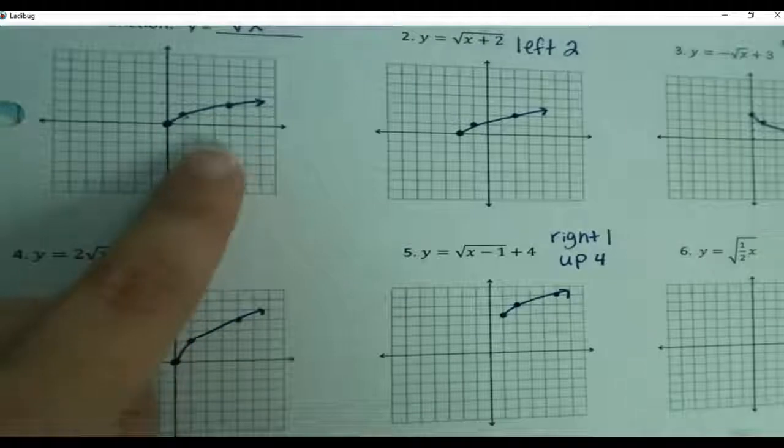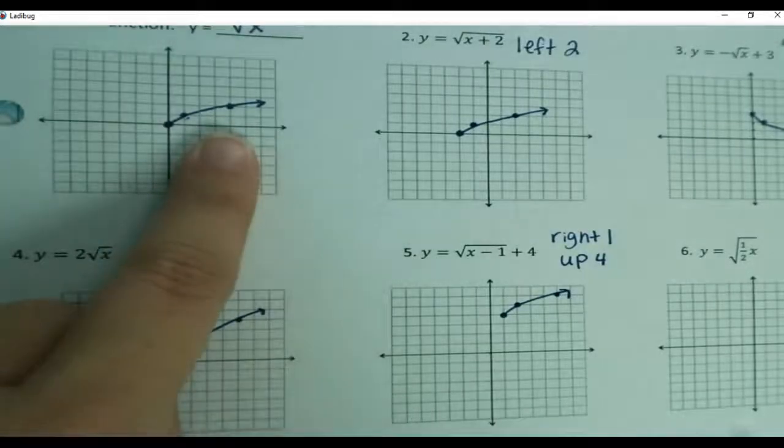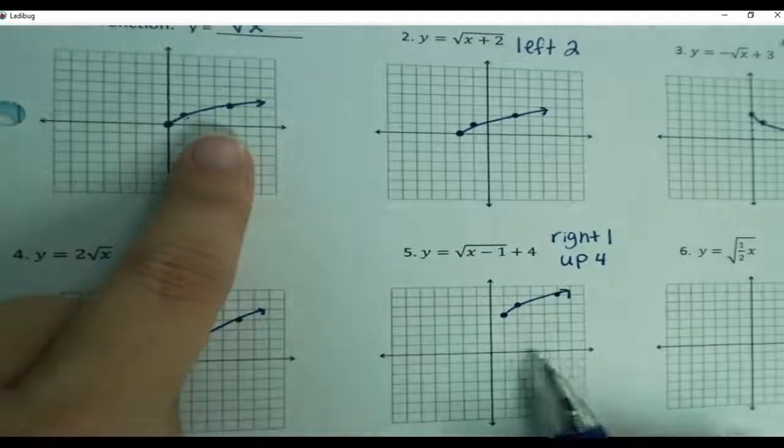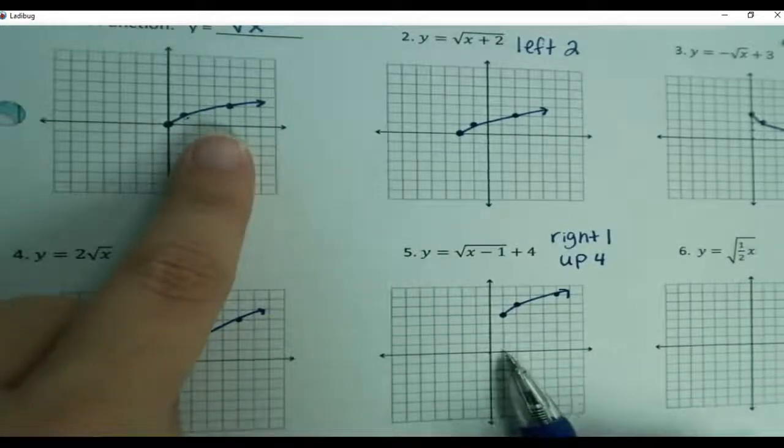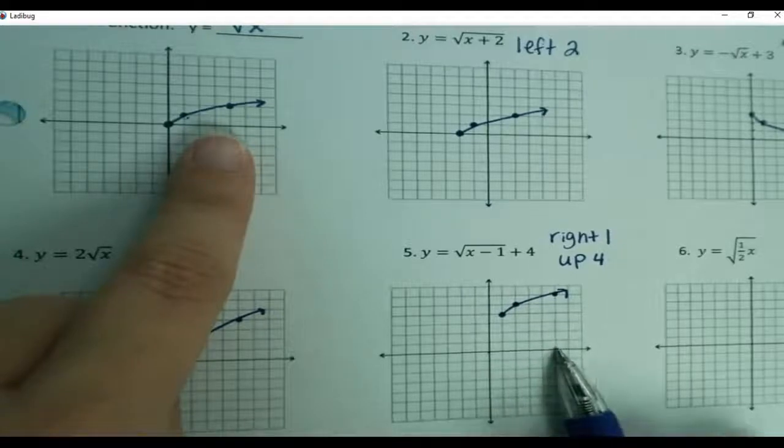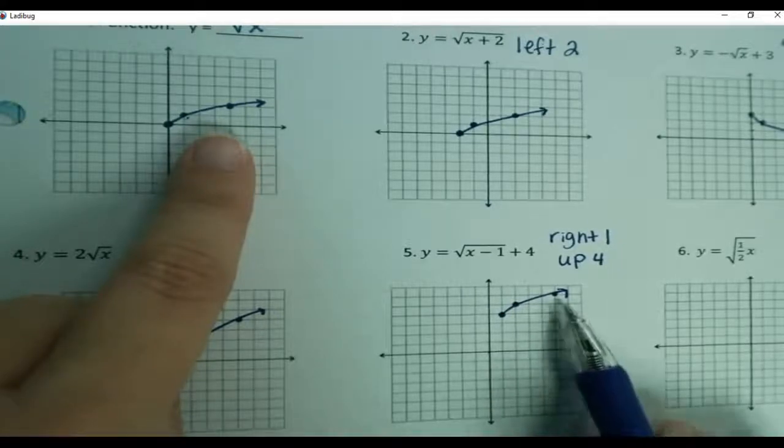Did you move this one? The first one? So we should be at 4, 6. So 1, or 5, 6. 1, 2, 3, 4, 5. 1, 2, 3, 4, 5, 6.